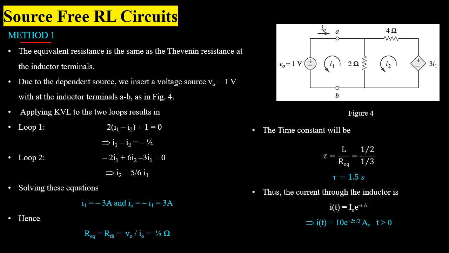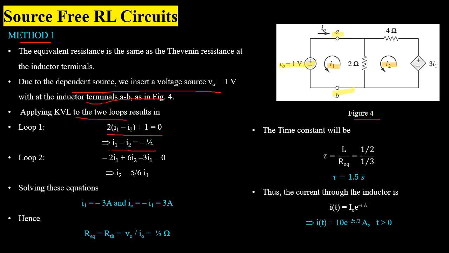Now due to the dependent source, first of all we will insert a voltage source V0 of value equal to 1 volt at the terminals of the inductor, which are represented by A to B, as shown in figure 4. Now to find the equivalent resistance at the terminals AB, we will try to find the current I0, and for this purpose we will use mesh analysis and assign mesh currents of I1 and I2 to both loops. Now the loop 1 equation will be 2 into I1 minus I2 plus 1 equal to 0, or I1 minus I2 will be equal to minus half.